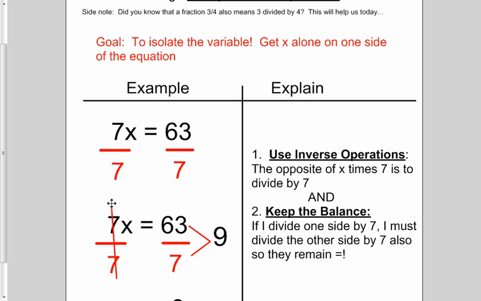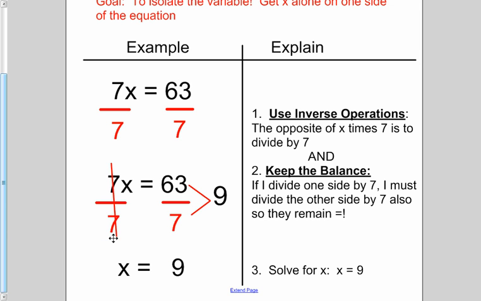So 7 divided by 7 is just going to be 1. Well, 1x is the same as x. So you can just cross this out, cancels out. And then over here we'll solve 63 divided by 7 equals 9. So you can see what we're left with. We have x over here. Our equal sign comes down, and 63 divided by 7 is equal to 9. And that's our answer.